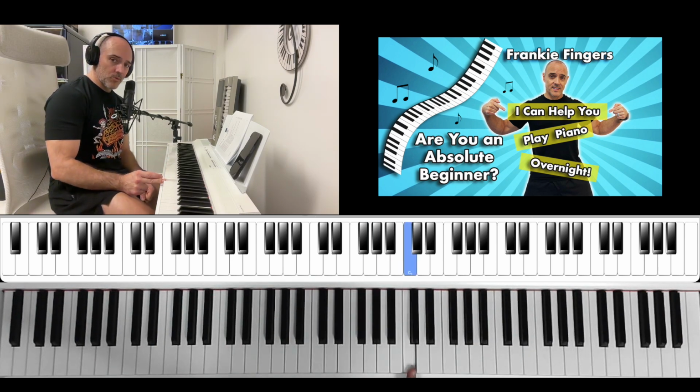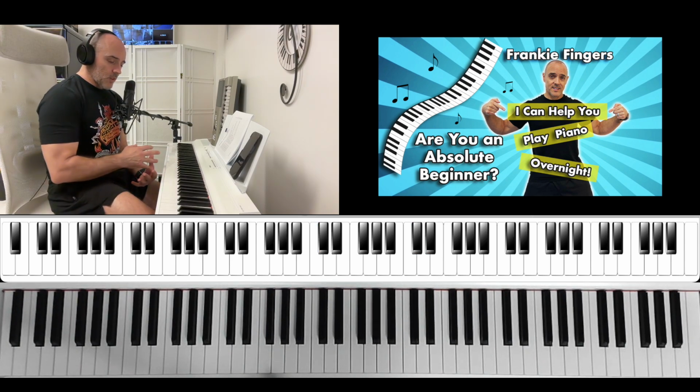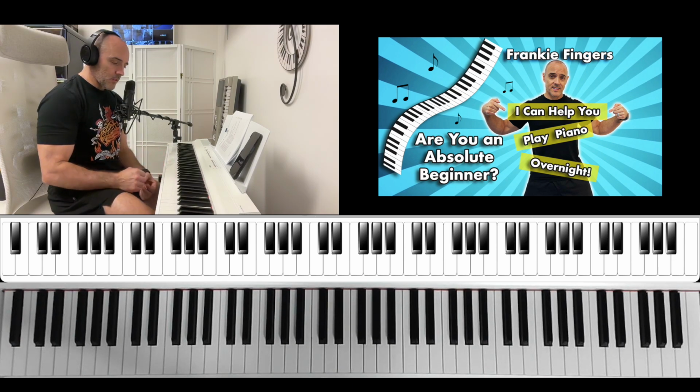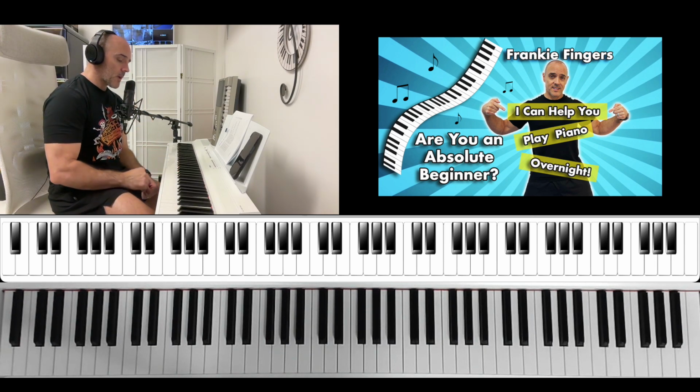Now 1 is sometimes referred to as 8, right? An octave stretch, you would be on 1 and 8. It's really the same note. Okay, so that's understanding this little bit of the layout of the keyboard.